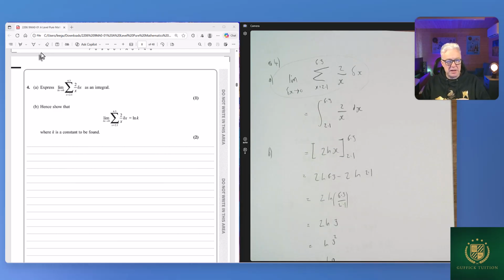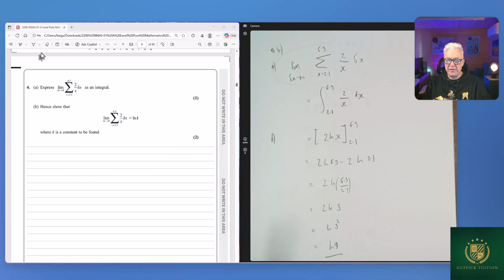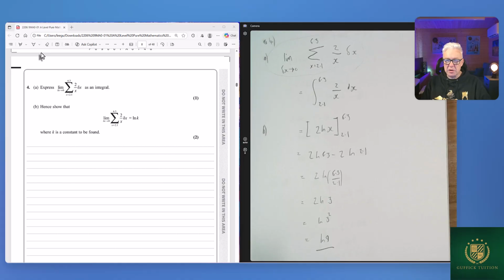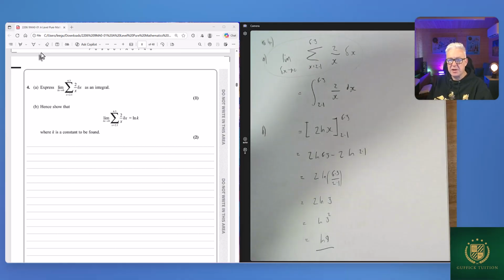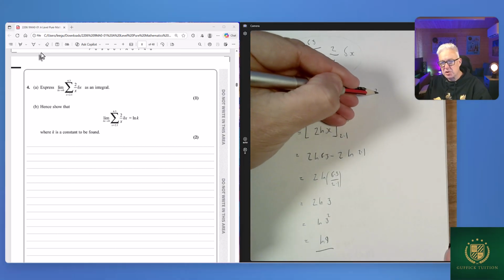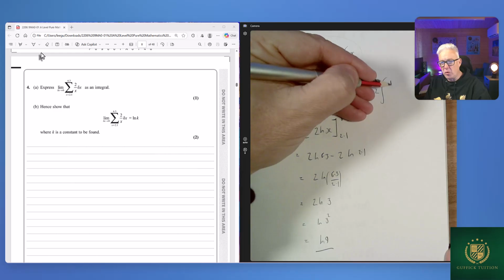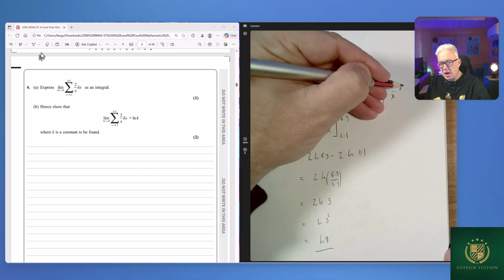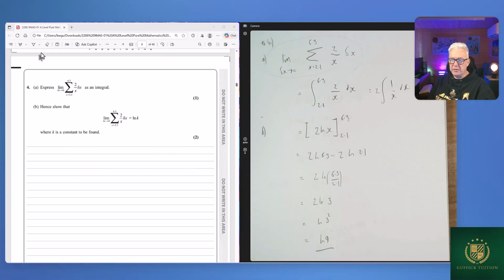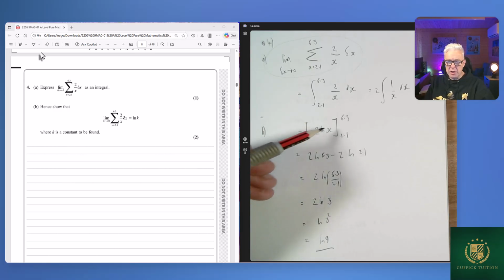Okay, part B is to now actually conduct the integration. So it says, hence show that that expression there is equal to ln k, where k is a constant to be found. So the integral of 2 over x, you could think of it, by the way, as 2 times the integral of 1 over x, because a constant can be taken outside of an integral. But it turns out to be 2 ln x between 6.3 and 2.1.